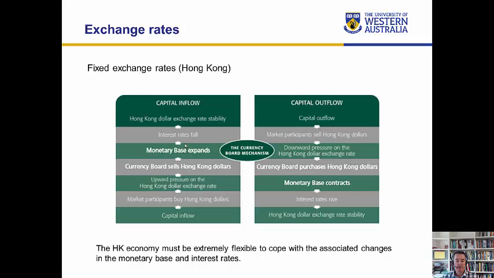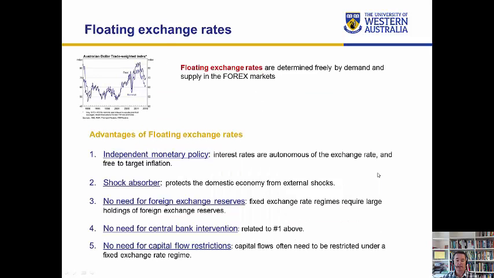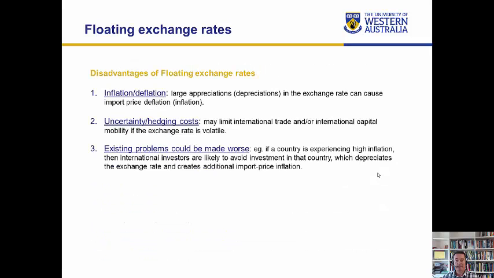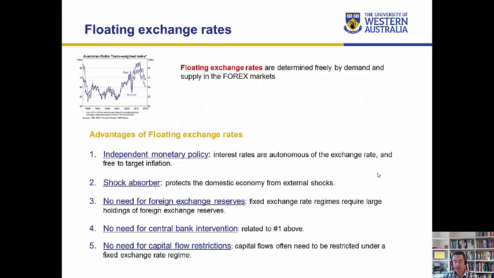Now, you need to enhance your understanding of what we've been talking about here through your own reading. And there's certainly plenty to read that I've made available in terms of fixed exchange rate systems in this topic. On the right hand side, we've just got capital outflow, which is the opposite of the capital inflow on the left hand side. Next thing we've got to do is look at the advantages and the disadvantages of floating exchange rate systems, but I'll do that in another recording.